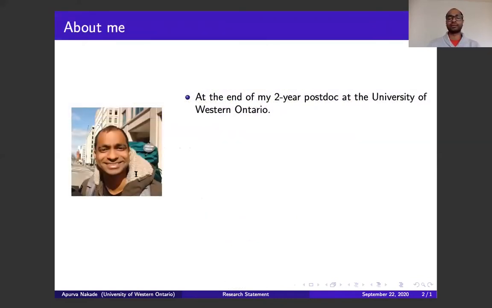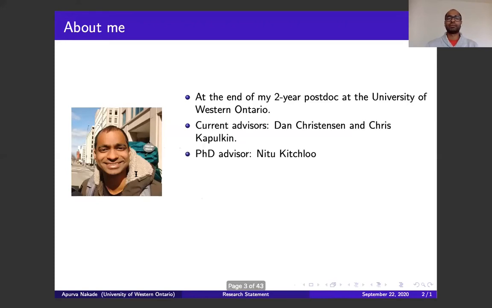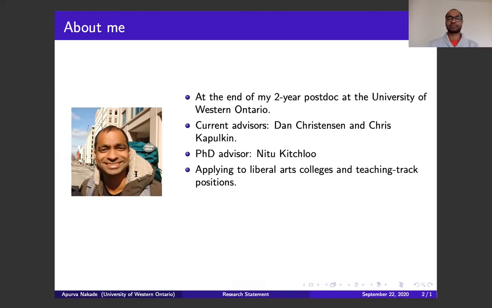This is me. I am at the end of my 2-year postdoc at the University of Western Ontario. My current advisors are Dan Christensen and Chris Kapulkin, and my PhD advisor was Nitu Kitchloo. I did my PhD at Johns Hopkins University. I will be applying to liberal arts colleges and teaching track positions. And here's my website, just my name at github.io. You can find more information like my CV there.